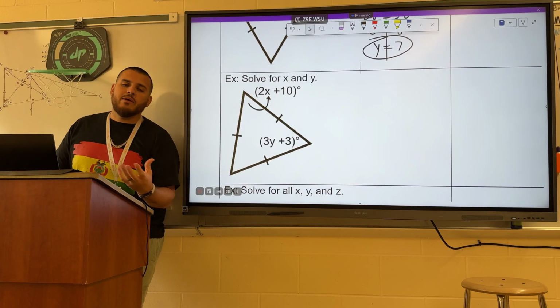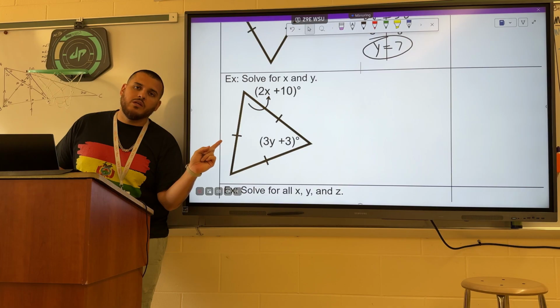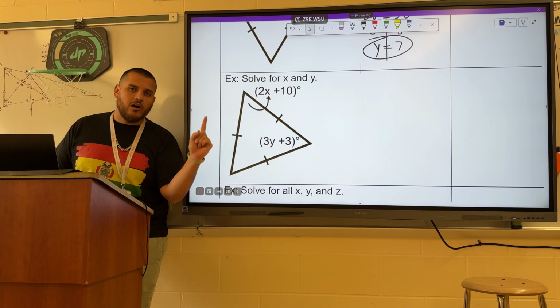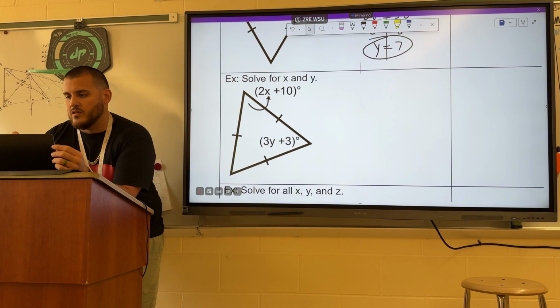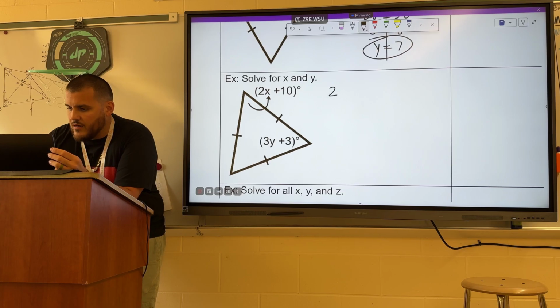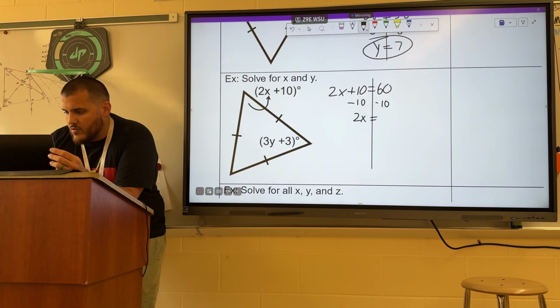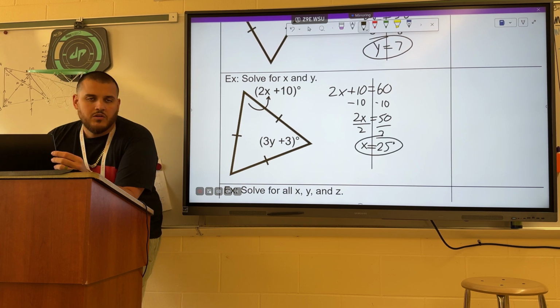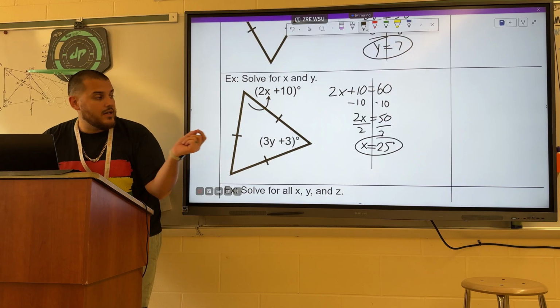And again, the fact that matters here, all the angles have to be congruent in the equilateral, means they all have to be 60 degrees. So the 2x plus 10 here would have to equal 60 degrees. And we're doing algebra there to solve for x. I would subtract 10 from both sides to get 2x equals 50, then divide both sides by 2 to get x equals 25 degrees.